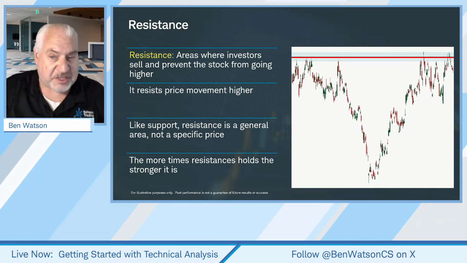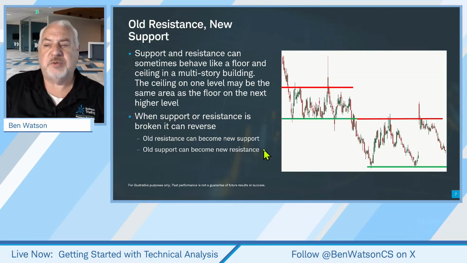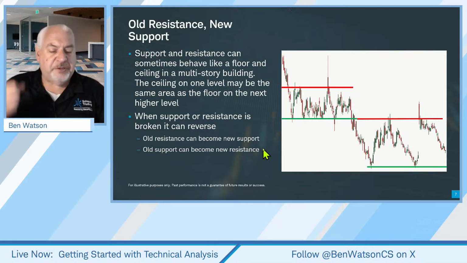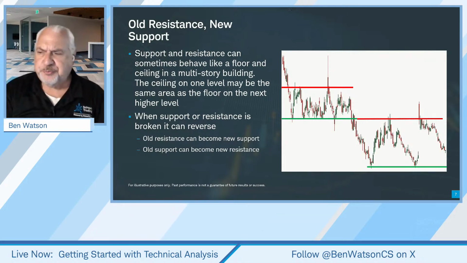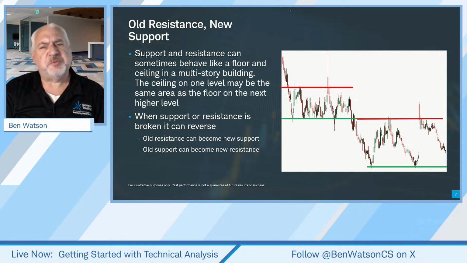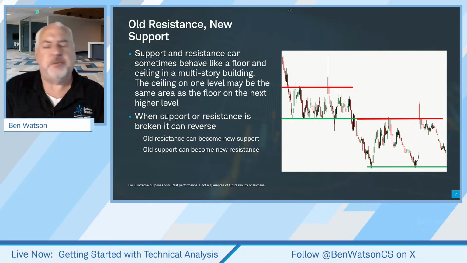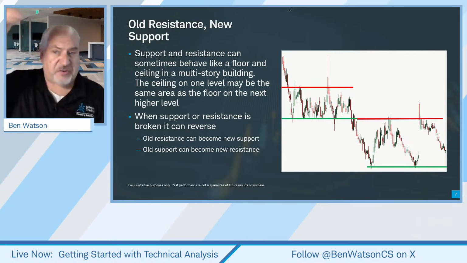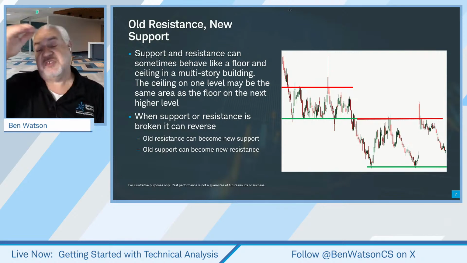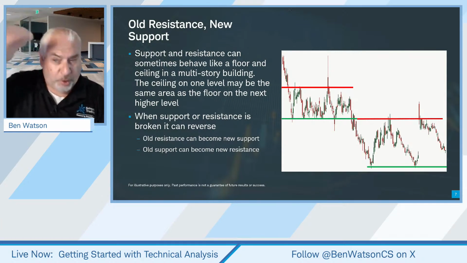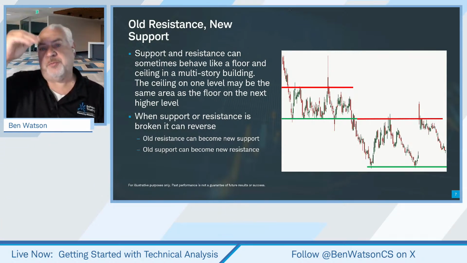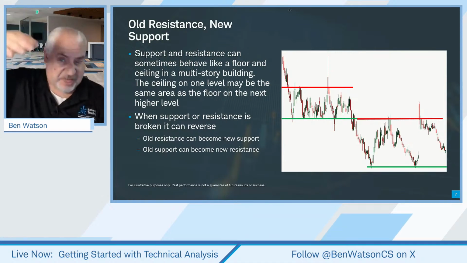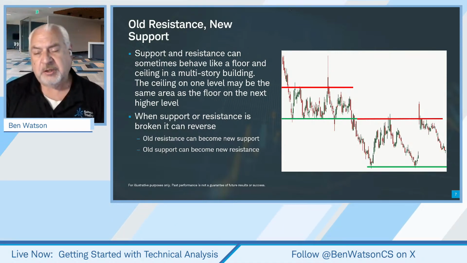So those are some things to keep in mind as we go through this process. Now, there is this dichotomy. One of the dichotomies is that support and resistance can sometimes behave like a floor and sometimes like a ceiling in a multi-story building. The ceiling overhead, or the resistance overhead on one level, may be the same as a support if the price is above, or if you were above that from this metaphorical level, right?